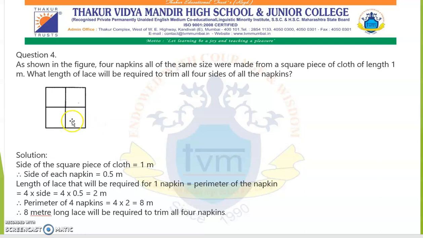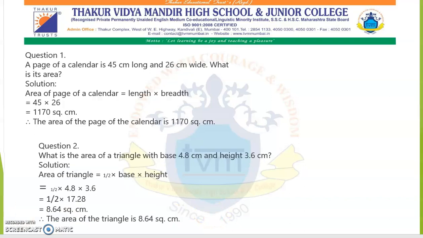Solution. Side of the square piece of cloth is what? 1 meter. Side of each napkin, these are 4 napkins, so side of this napkin becomes what? 0.5 meter. Length of lace required for 1 napkin equal to perimeter of the napkin, 4 into side, equal to 4 into 0.5 equal to 2 meter. Therefore, perimeter of 4 napkins, 4 into 2 equal to 8 meter. Therefore, 8 meter long lace will be required to trim all the 4 napkins.